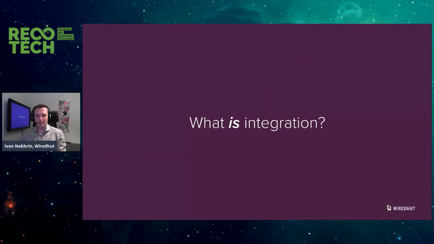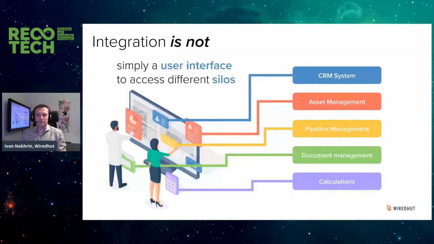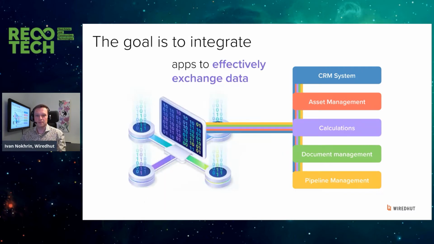So normally, when you begin to build a platform, you start thinking about integration. So let's talk about what integration is and isn't. What we call integration is linking applications together so they can exchange data and or functionality very effectively with each other. And what integration isn't is simply using a remote desktop or another means of providing user access to individual silos, such as asset management system or CRM system or DMS, and so on.